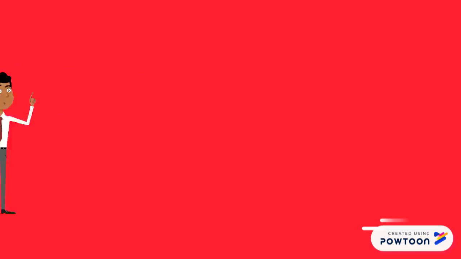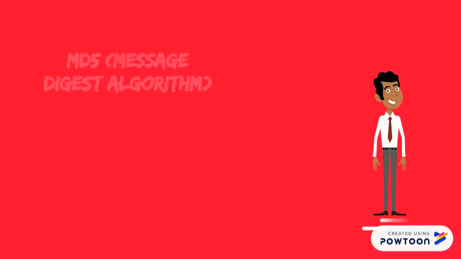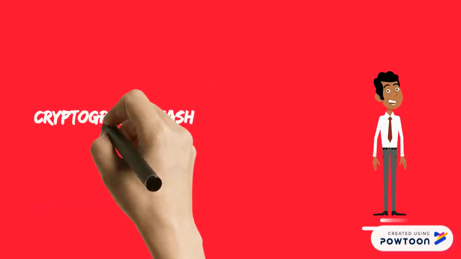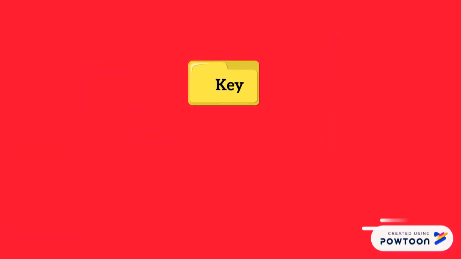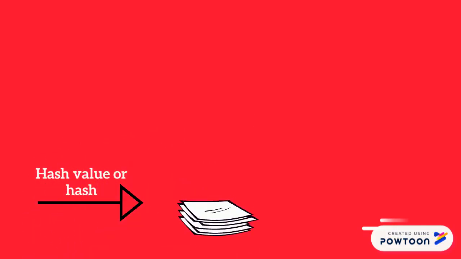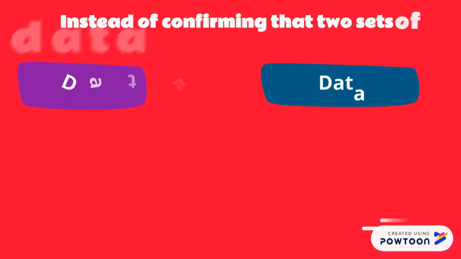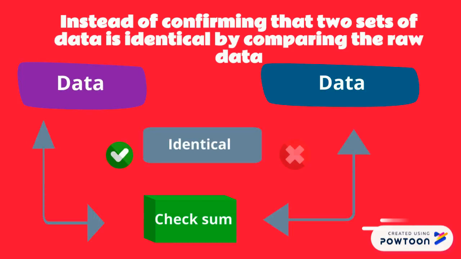In addition, we're going to see what MD5 is. MD5 is a message digest algorithm. It's a cryptographic hash function. A hash function takes a group of characters called a key and maps it to a value of a certain length called a hash value or hash. Instead of confirming that two sets of data are identical by comparing their raw data, we check by using a checksum to make sure they are identical or not.